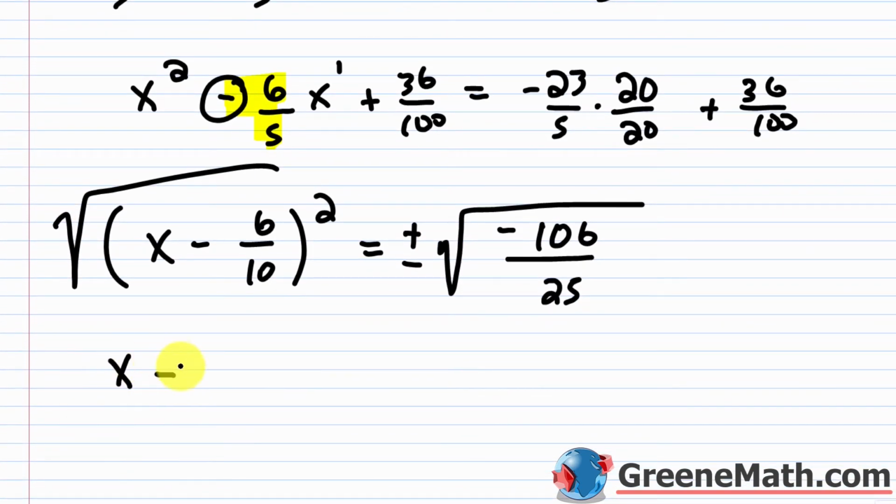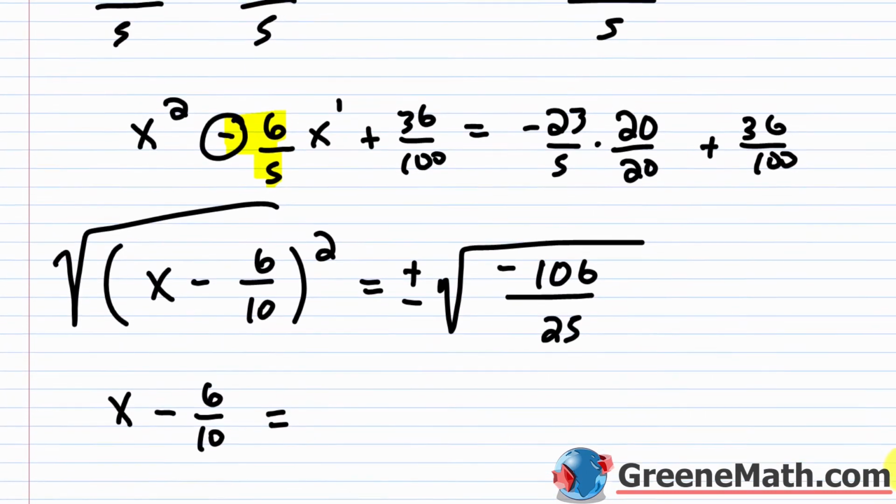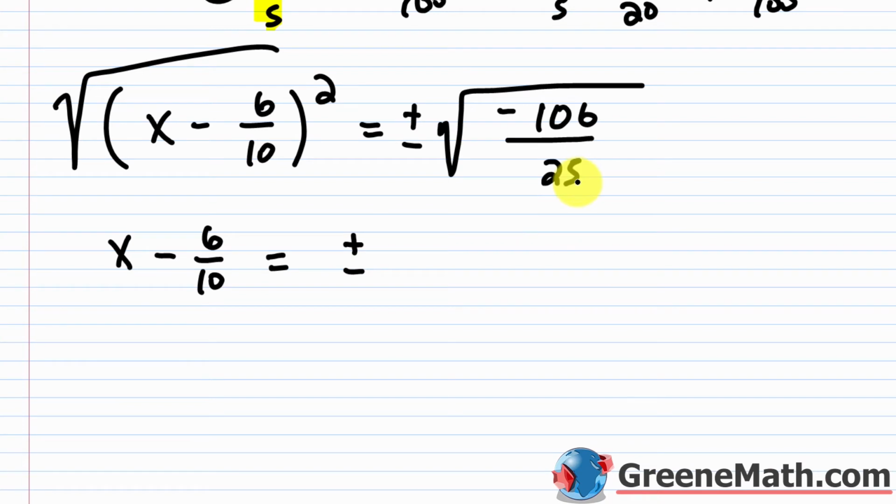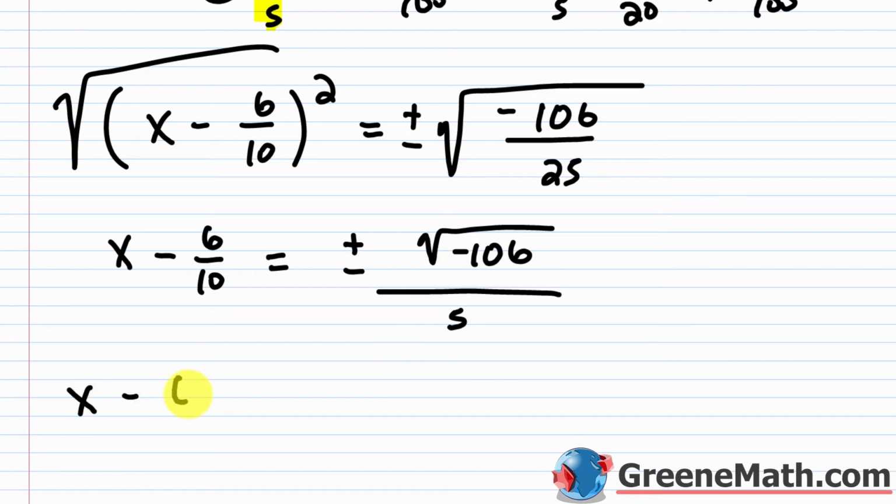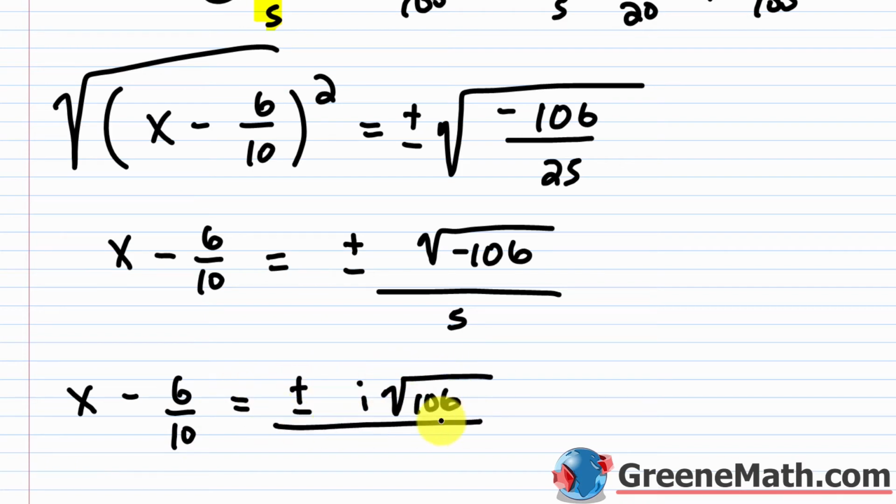So I've got x minus 6/10 on the left, and this equals, let me get some room. So I've got plus or minus the square root of negative 106 over square root of 25 is 5. So I know that I can pull out the negative part as i. So let's go ahead and write x minus 6/10 is equal to plus or minus i times the square root of 106, and this is over 5.